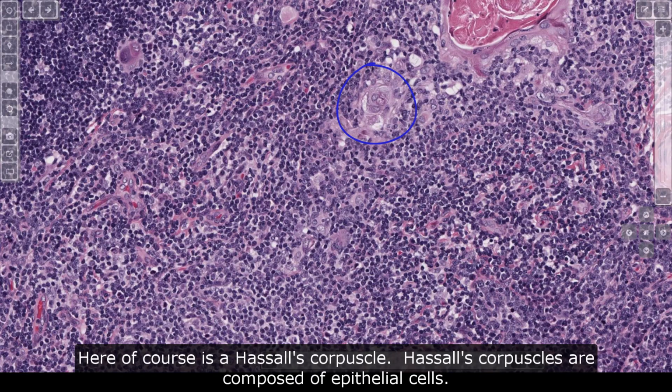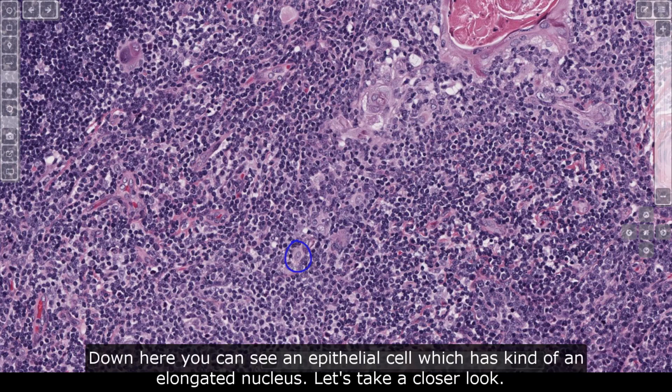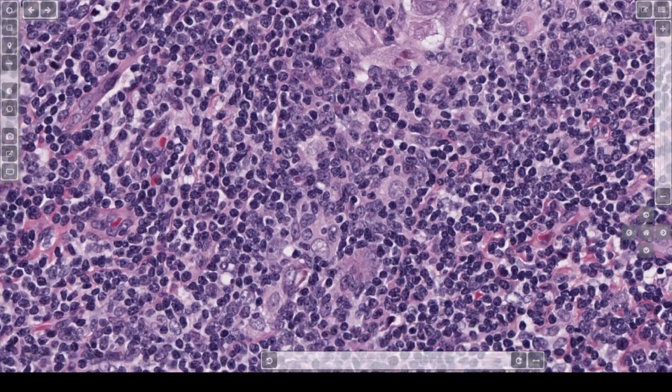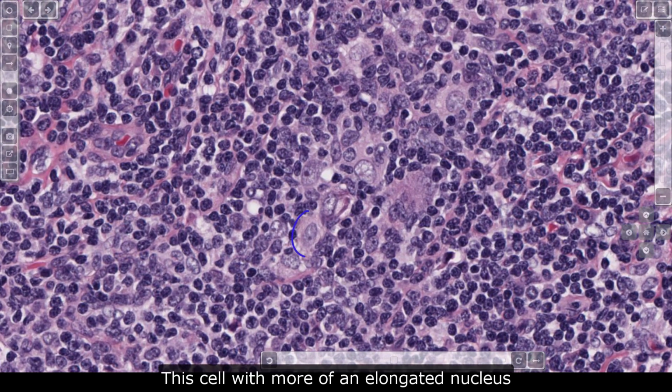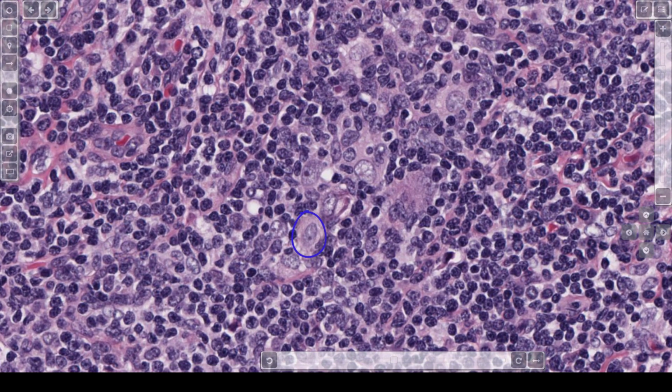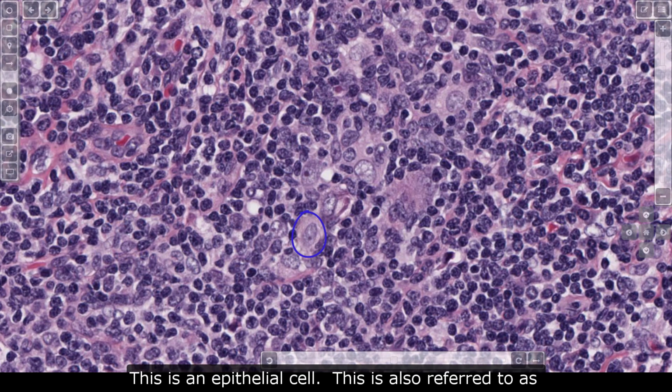Here, of course, is a Hassall's corpuscle. Hassall's corpuscles are composed of epithelial cells. Down here, you can see an epithelial cell which has kind of an elongated nucleus. Let's take a closer look. This cell with more of an elongated nucleus has a fair amount of cytoplasm. This is an epithelial cell. This is also referred to as a thymic epithelial cell or medullary cell.